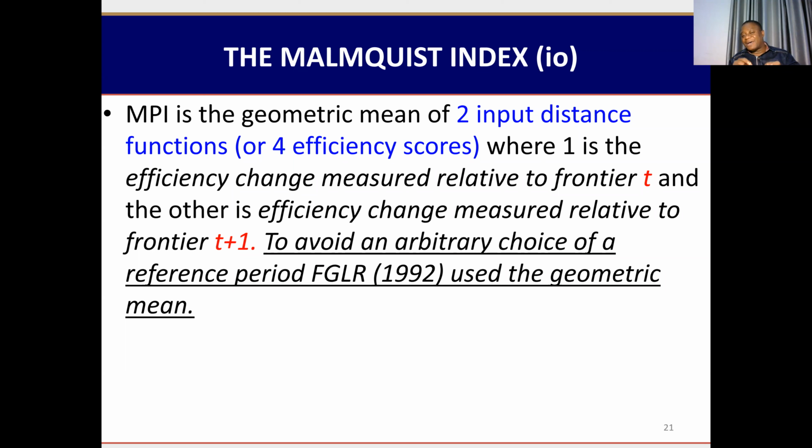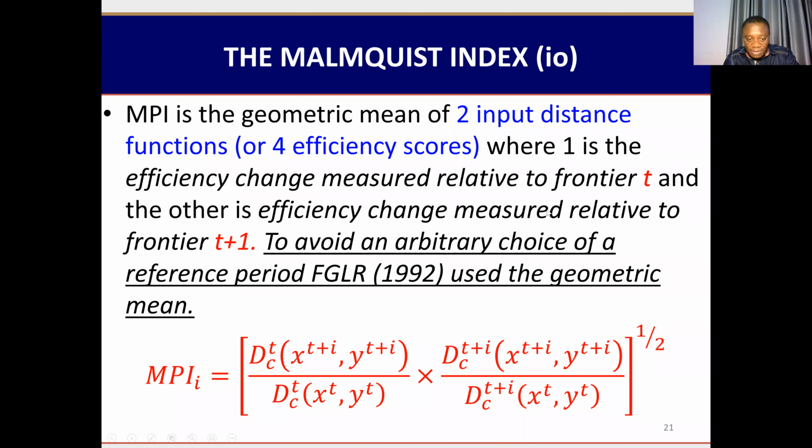But in order to avoid an arbitrary choice of a reference technology, what Fare et al. did was to use the geometric mean. So you now take those 4 scores and then raise it to the power half, or you take the geometric mean of it. And that becomes the Malmquist productivity change index. This is what we are talking about. So you can see the first part, and I want you to know that, because if you understand this thing, you can expand the model like previous years have done. You can appreciate why they expanded the model. So these firms are being measured relative to period T.